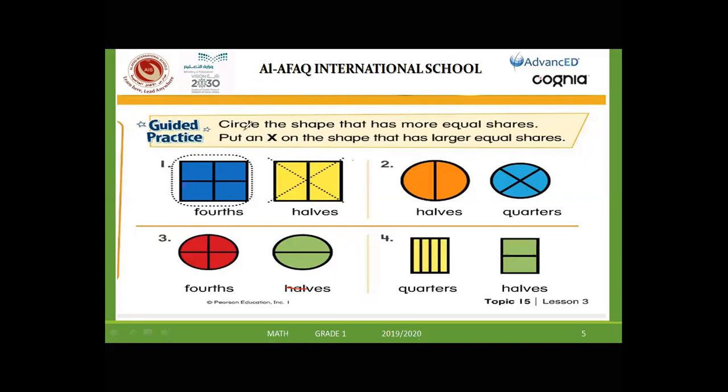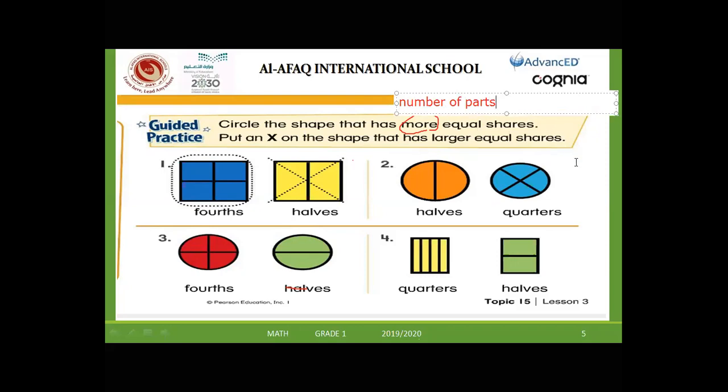Yes. Here it asks you to circle. Circle what? We'll see. Circle the shape that has more equal shares. The word more, yes. Teacher said if I have the word more, this means I will what? Compare what here? I will compare the number of the parts of the equal shares. So here I will compare the number. You can write it here: number of shares, number of parts.